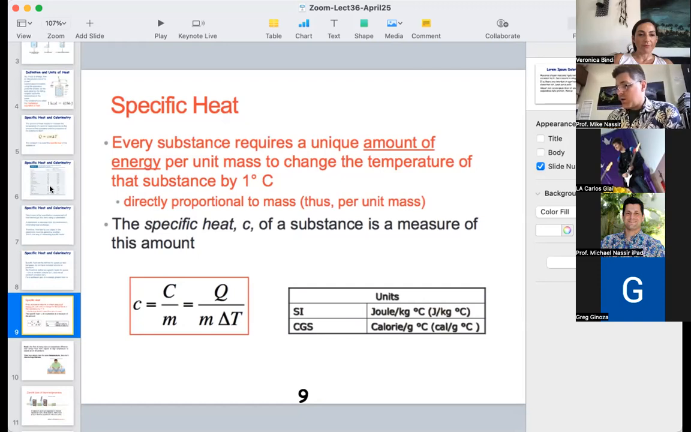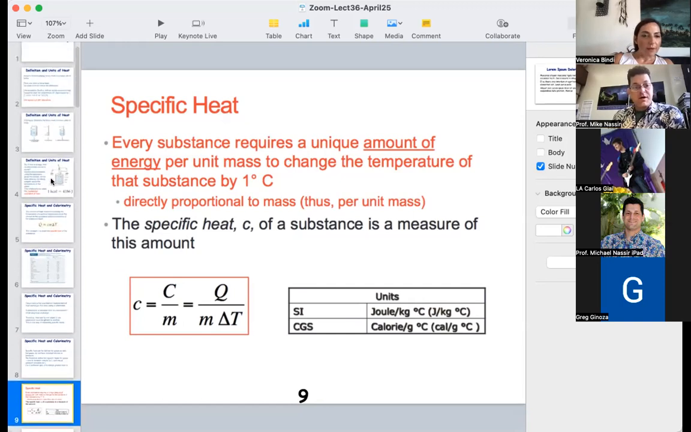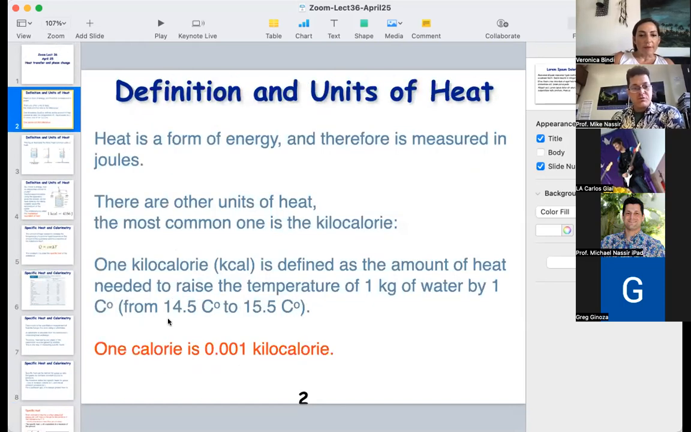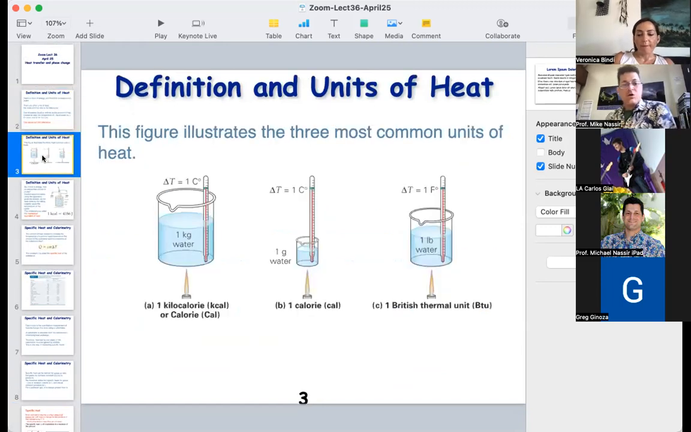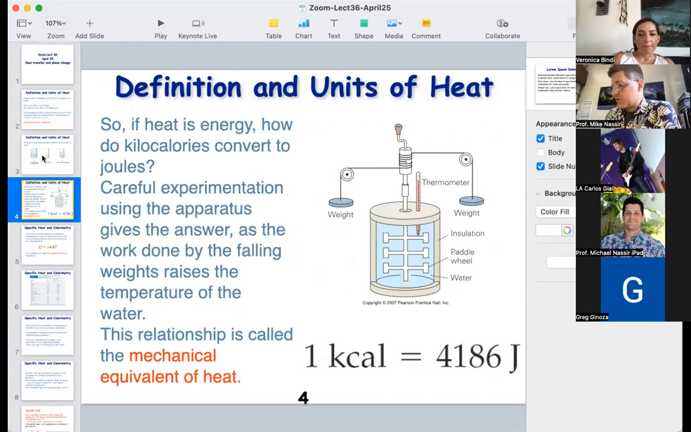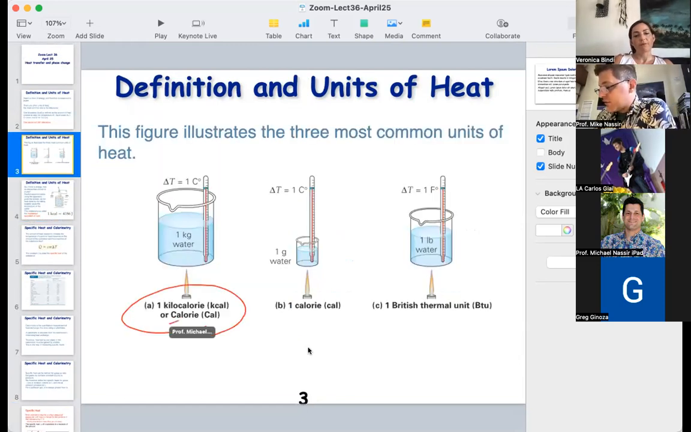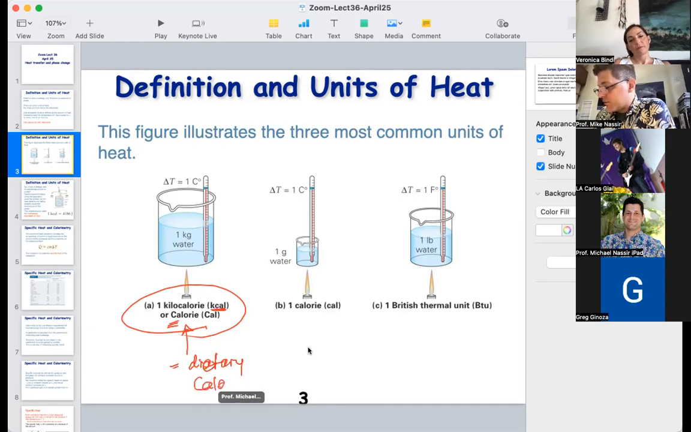On one of the earlier slides, you mentioned kilocalories and regular calories. I just wanted to remind everybody that kilocalories, or calories with a capital C, is the same thing as a dietary calorie. If you go to slide 3, when you see a calorie with a capital C or a kilocalorie, this is the same thing as one dietary calorie. So when we talk about calories in our food, that's what we're talking about.